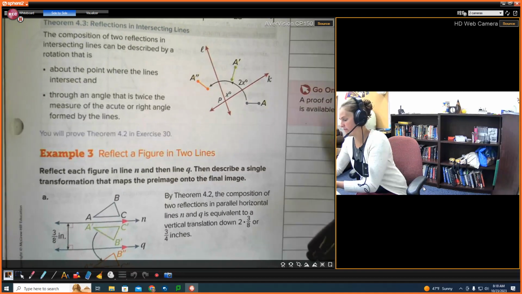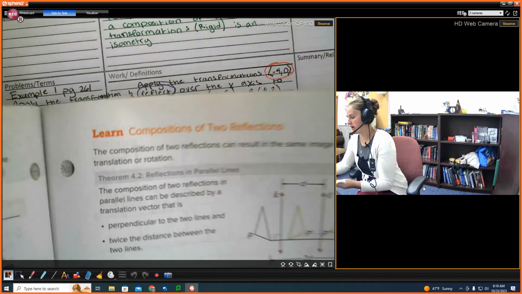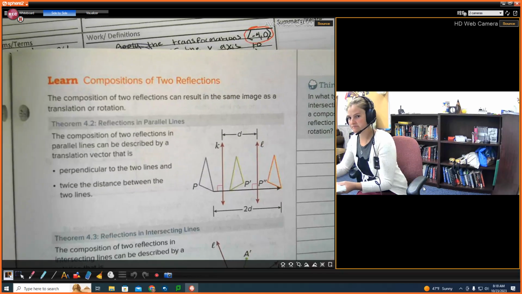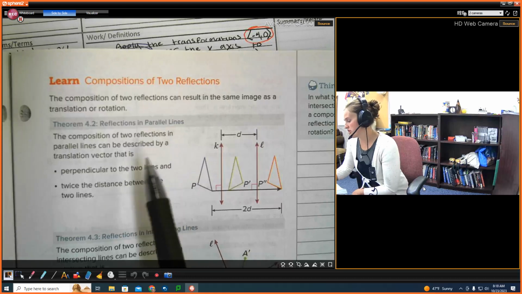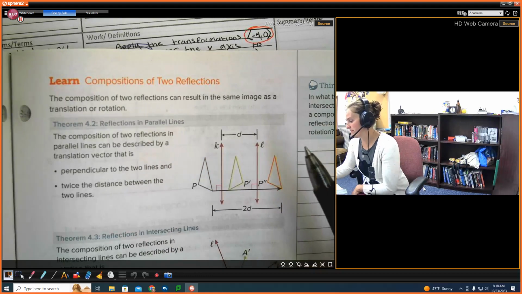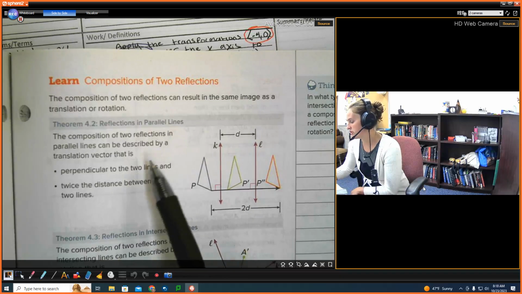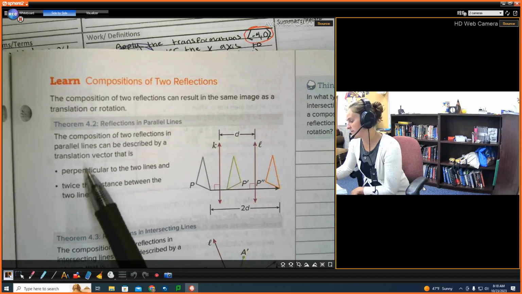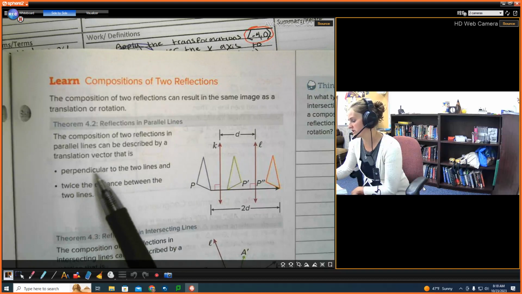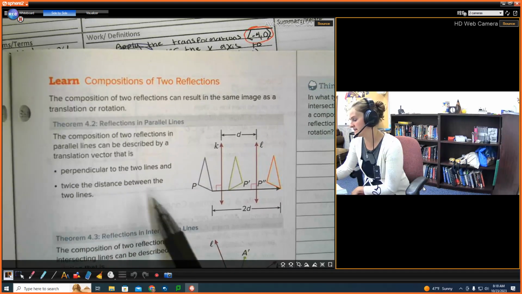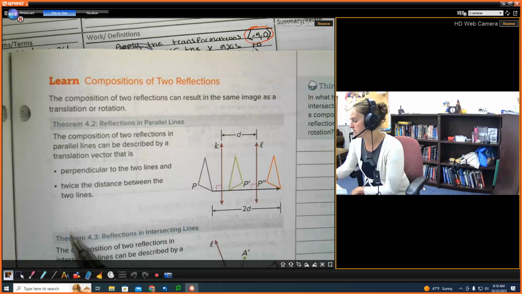Oh, wait. Before we go to this, I want to talk about our compositions of 2 reflections. So, composition of 2 reflections can result in the same image as a translation or a rotation. So the composition of 2 reflections in parallel lines can be described by a translation vector that is perpendicular to the 2 lines and twice the distance between the 2 lines. Okay, what does this mean?